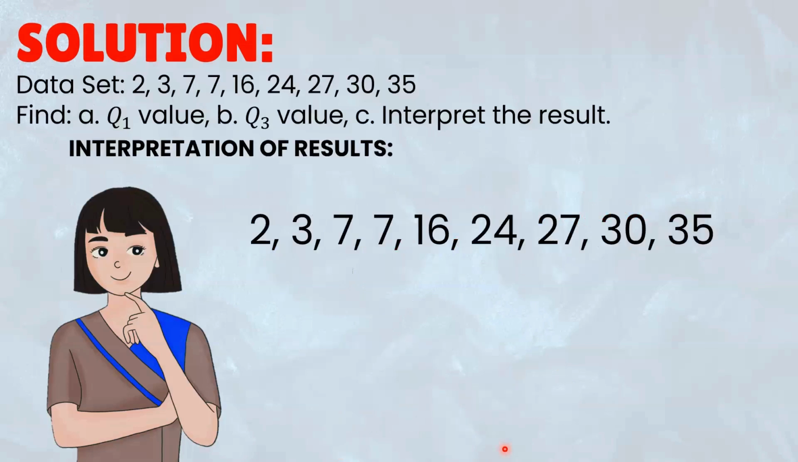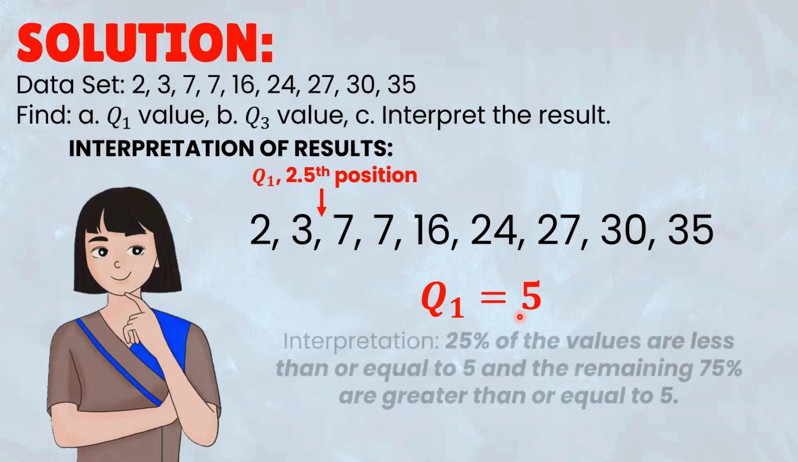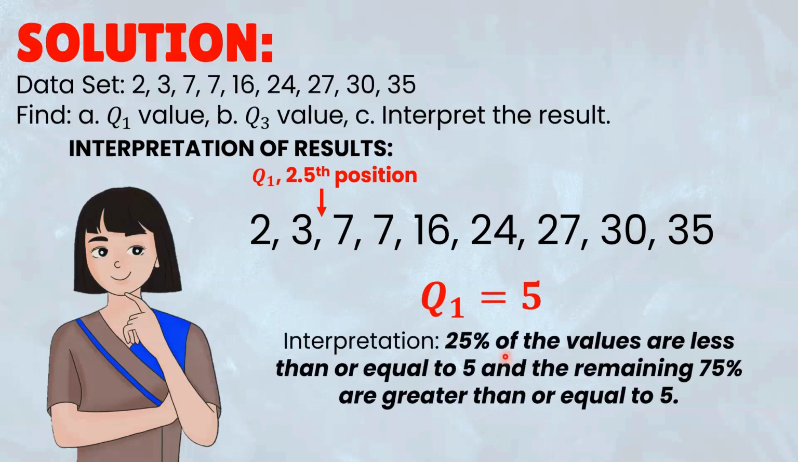So for our interpretation of results, again, the Q1 value is located in the 2.5th position, and that is equal to 5. This means that the Q1 value, which is 5, means that 25% of the values are less than or equal to 5, and the remaining 75% are greater than or equal to 5.